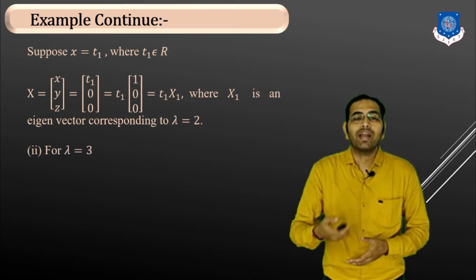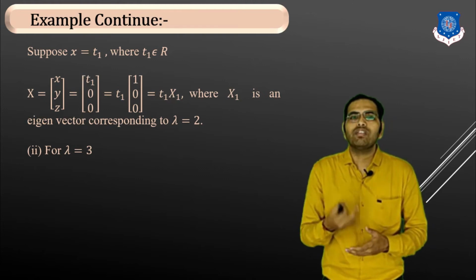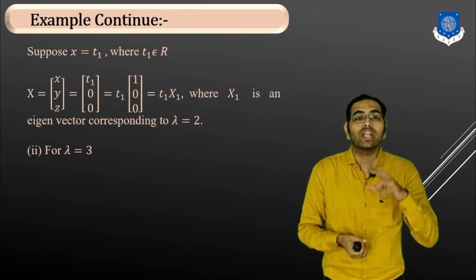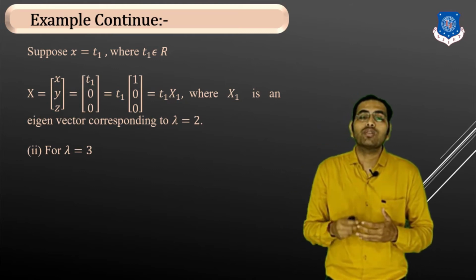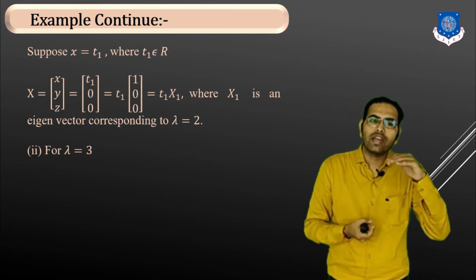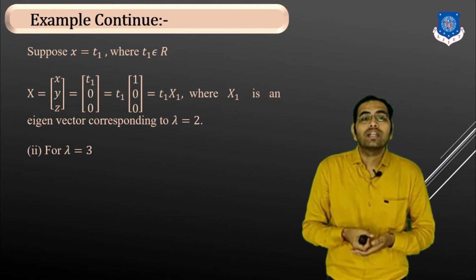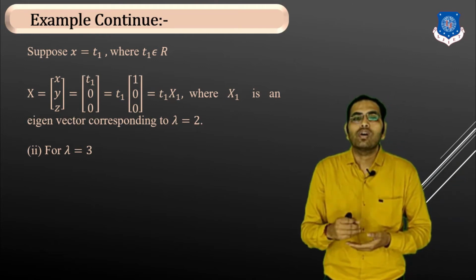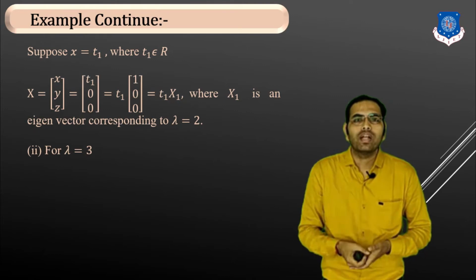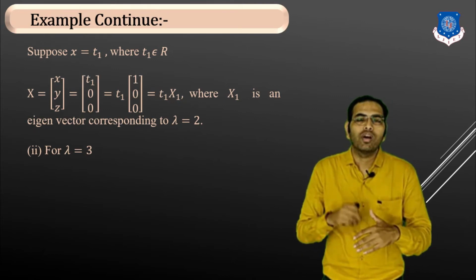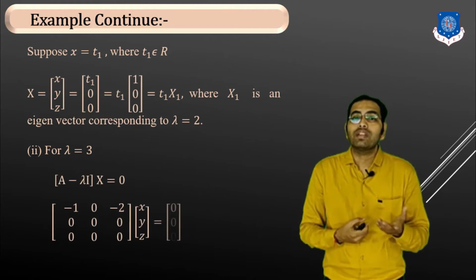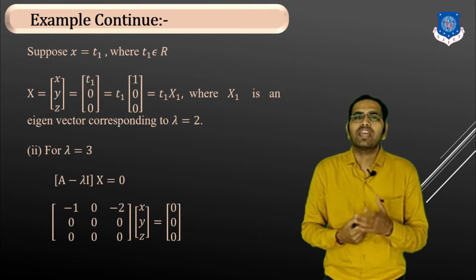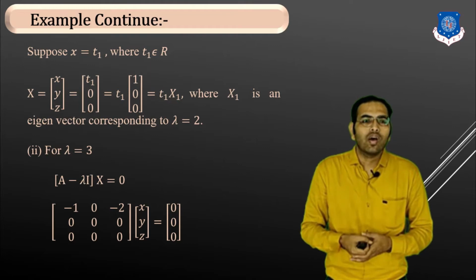Similarly for lambda equal to 3, here we have the eigenvalues 2, 3, 3, meaning 3 is repeated. If we have eigenvalues in non-repeated form, then we apply Cramer's rule. Suppose we have repeated eigenvalues, then we use row echelon form or reduced row echelon form. Here 3 is repeated, so with the help of row echelon form we can find the eigenvector.